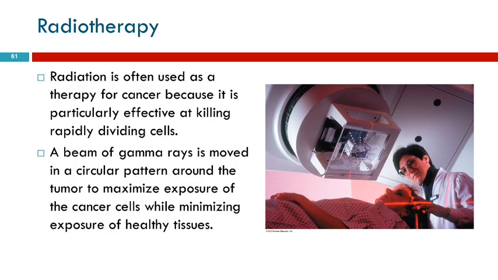Radiation is often used for cancer because it is especially effective at killing rapidly dividing cells, which is what cancer is. It's rapidly dividing cells. Cells are reproducing out of control. So you can take a beam of gamma rays, which have high penetrating power. They'll go through your head, no problem. And so you shoot a beam of gamma rays and hit the tumor.